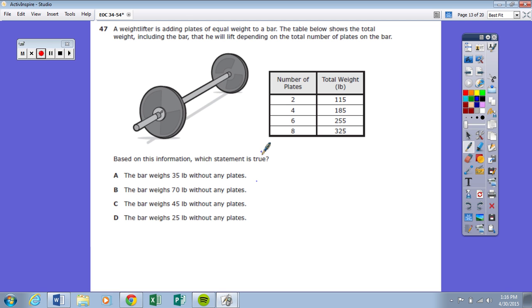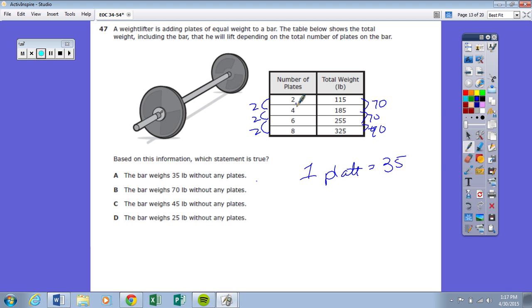Okay, number 47, we've got weights, and this is asking about how much the bar weighs. So what I would do is just look at this, counting up by 2 plates at a time. How much weight is added for every 2 plates? Well, if you subtract these two numbers, you get 70, which means that if 2 plates weigh 70, then 1 plate weighs 35 pounds.